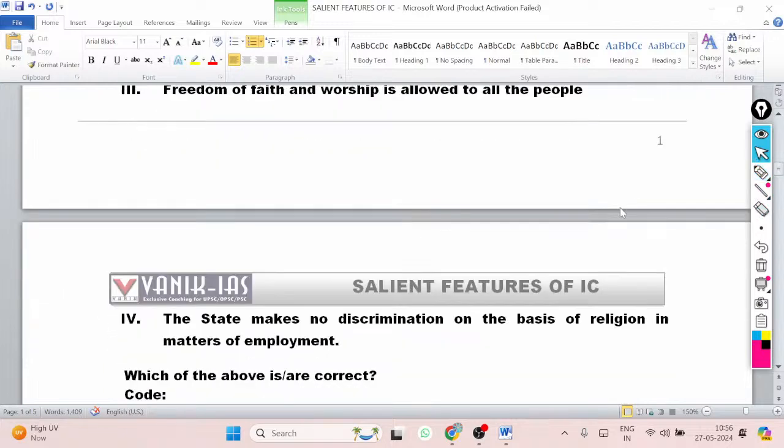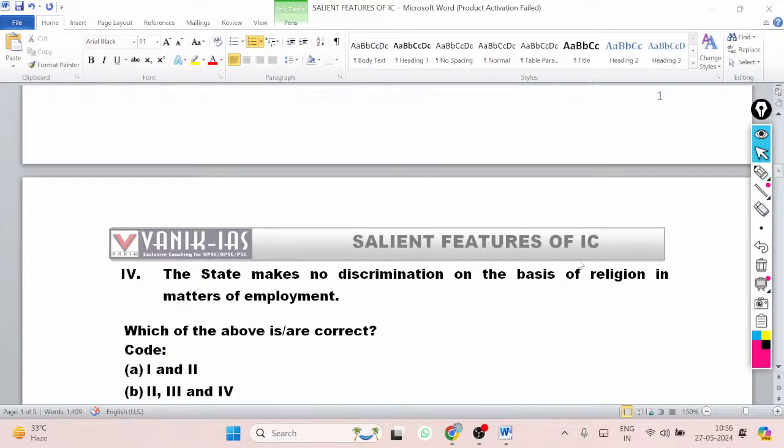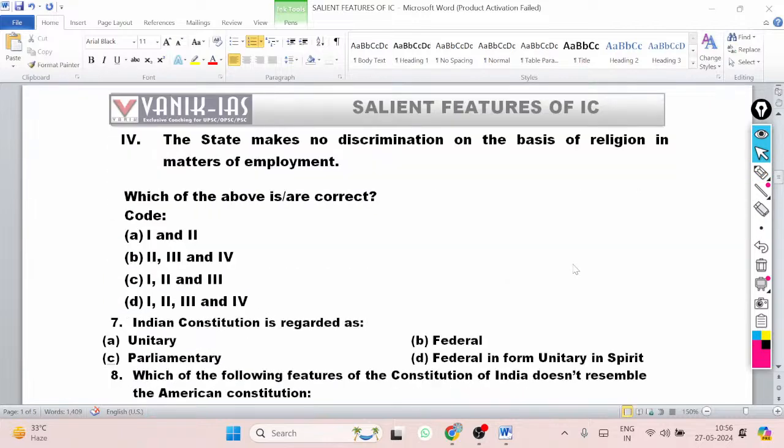The fourth option is: the state makes no discrimination on the basis of religion in matters of employment. Yes, that is provided in Article 16, that no person shall be discriminated against in matters of public employment on the ground of religion, race, caste, sex, place of birth, and so on. So all the options, as you can see, are correct with regards to Indian secularism, which is quite positive in nature. Okay, so one, two, three, four are correct.